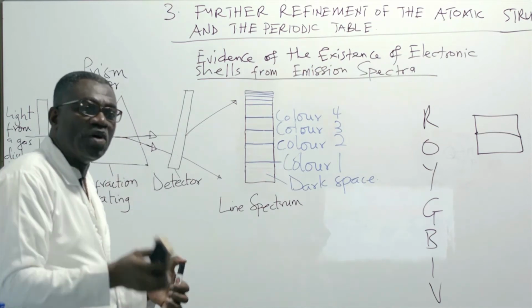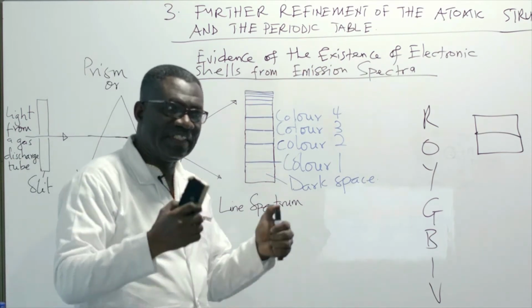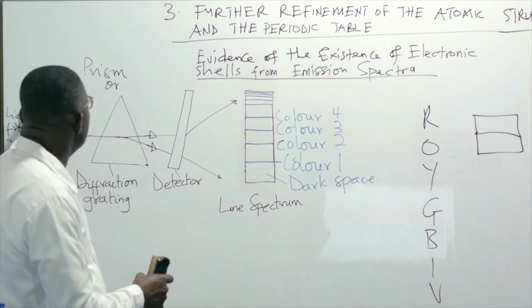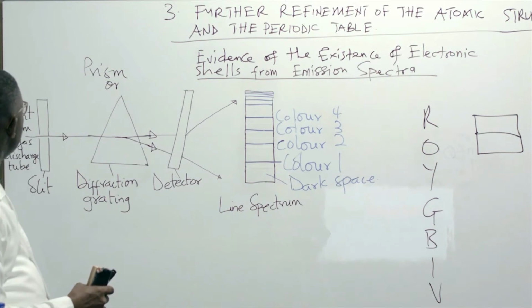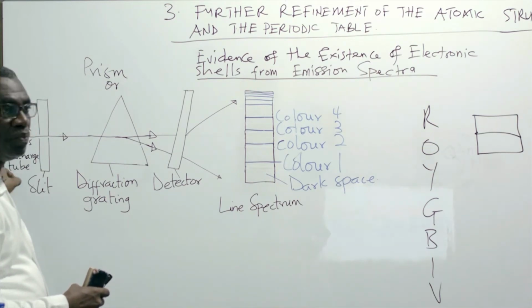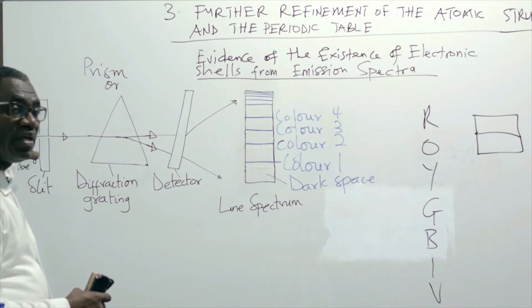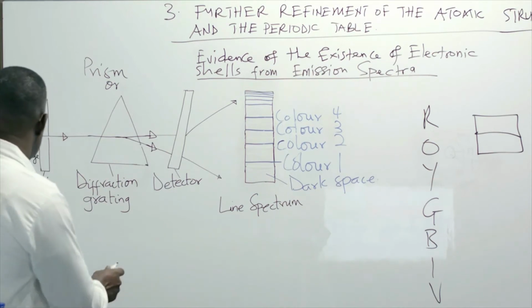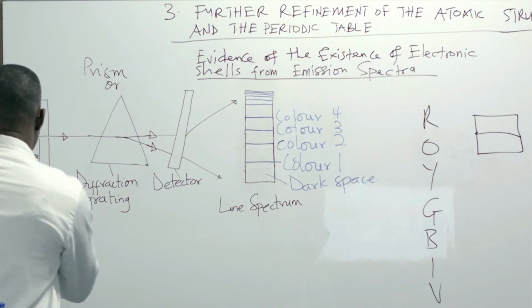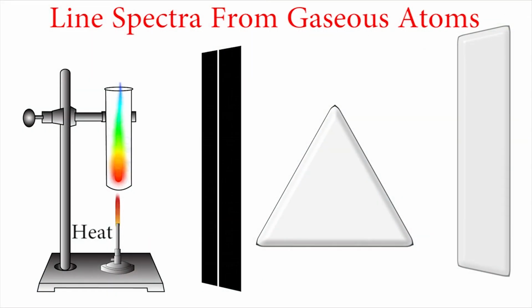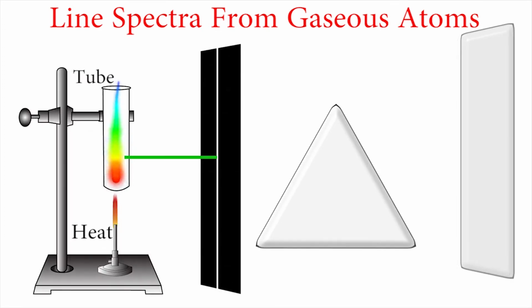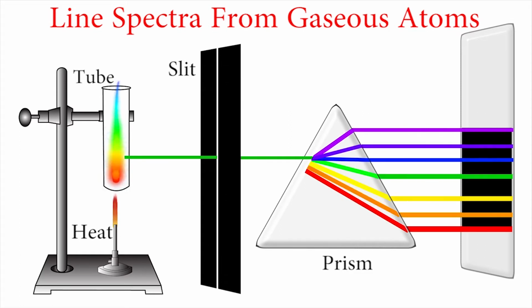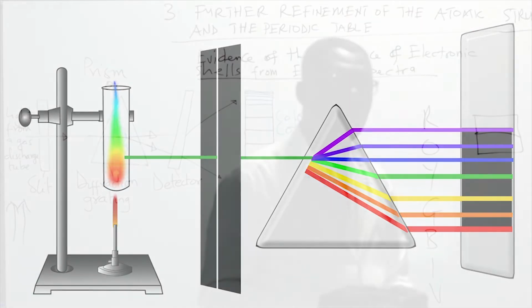But then, because atoms or substances, when heated, also give light, we can also throw that light here. That's why we have written here, light from a gas discharge tube. In other words, we have a gas in a tube, and then we are giving it some heat. If we give it heat, the tube containing the gas will glow, give you light, and the light is thrown through this slit onto the prism. The prism will separate the constituent colors of that light coming from the atom or the substance.